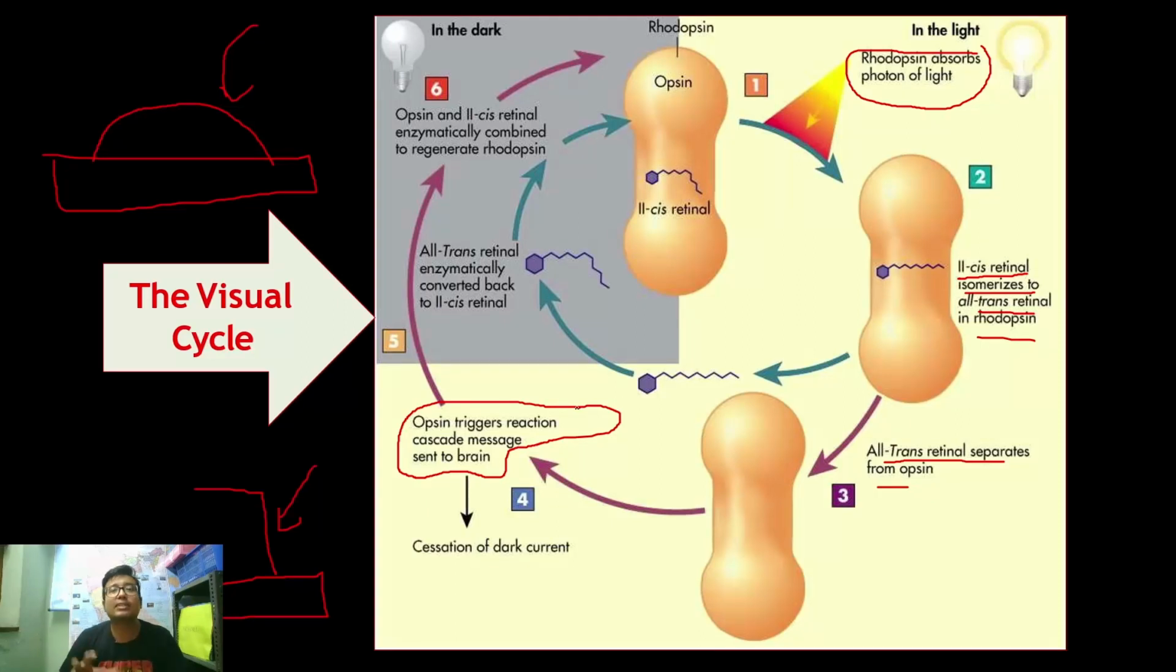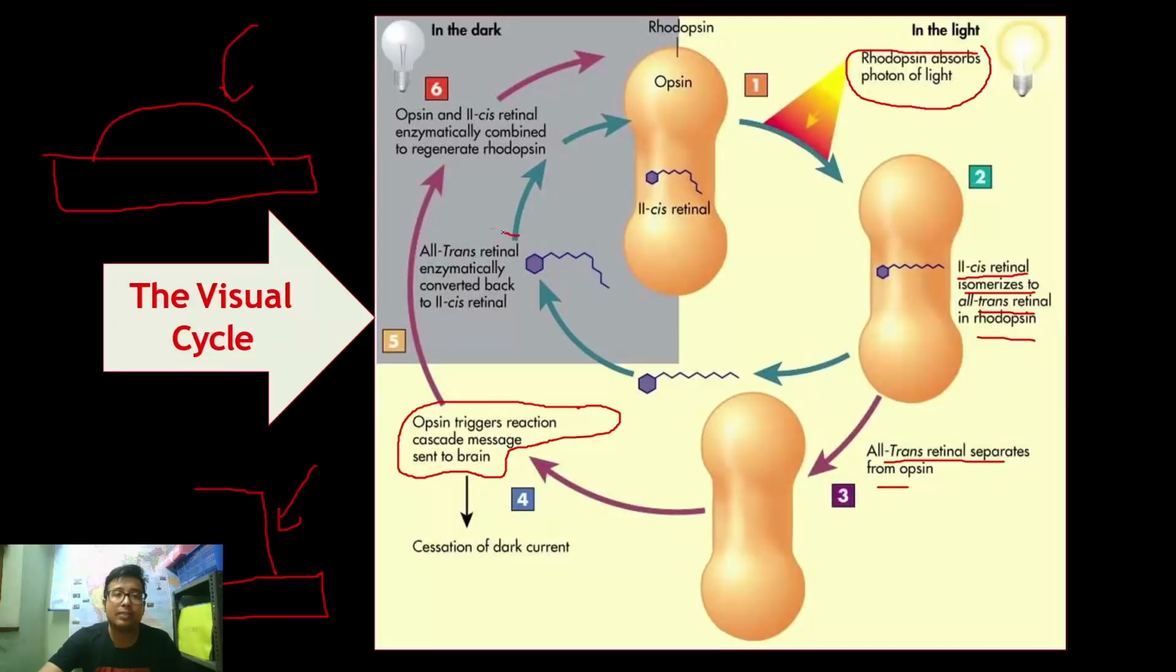So this reaction starts in the light, and too much exposure to light will destroy the night vision. We are talking about night vision, how we can see in small light. You get my point? I will discuss it again. Opsin triggers a reaction cascade that is sent to the brain.